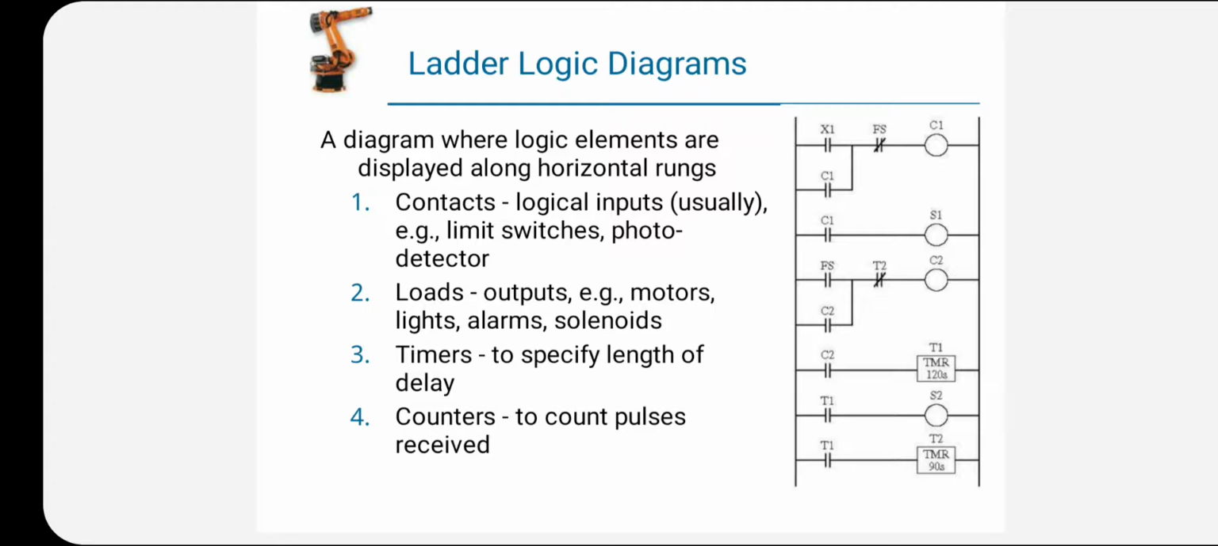Okay. So the context: logical inputs, usually limit switches and photodetectors, are used. Then loads are used. Outputs, for example motors, lights, alarms, solenoids are used. Then timers to specify the length of delays. And then counters are used to count pulses. So several devices are mounted on these rungs. Okay, it is shown.